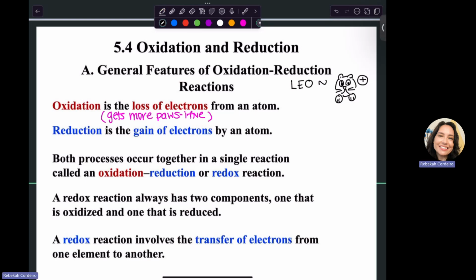Then we talk about reduction. Reduction is the gaining of electrons. I like to think about reduction as GER: gaining electrons, reduction. Now, when we think about GER, we're going to think about Papa Lion getting upset that we're messing with his baby. So there are our lion teeth. This is a negative interaction, so this is getting more negative, because if we gain electrons, we gain negative electrons, and we're going to get more negative.